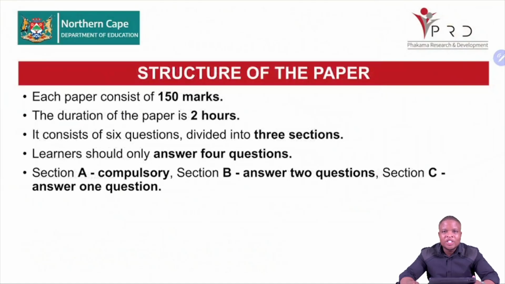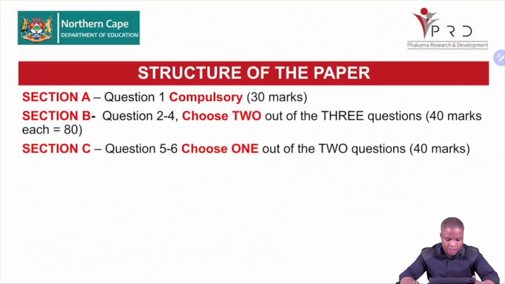One in section A, question 1, which is compulsory. Two in section B, you have 3 questions, and you must only answer 2. And in section C, you have 2 questions, and you must only answer 1 question, making that 4 questions that you must do. Section A, as mentioned, is compulsory, 30 marks. In section B, from questions 2 to 4, you only take 2. Section C, you answer 1.